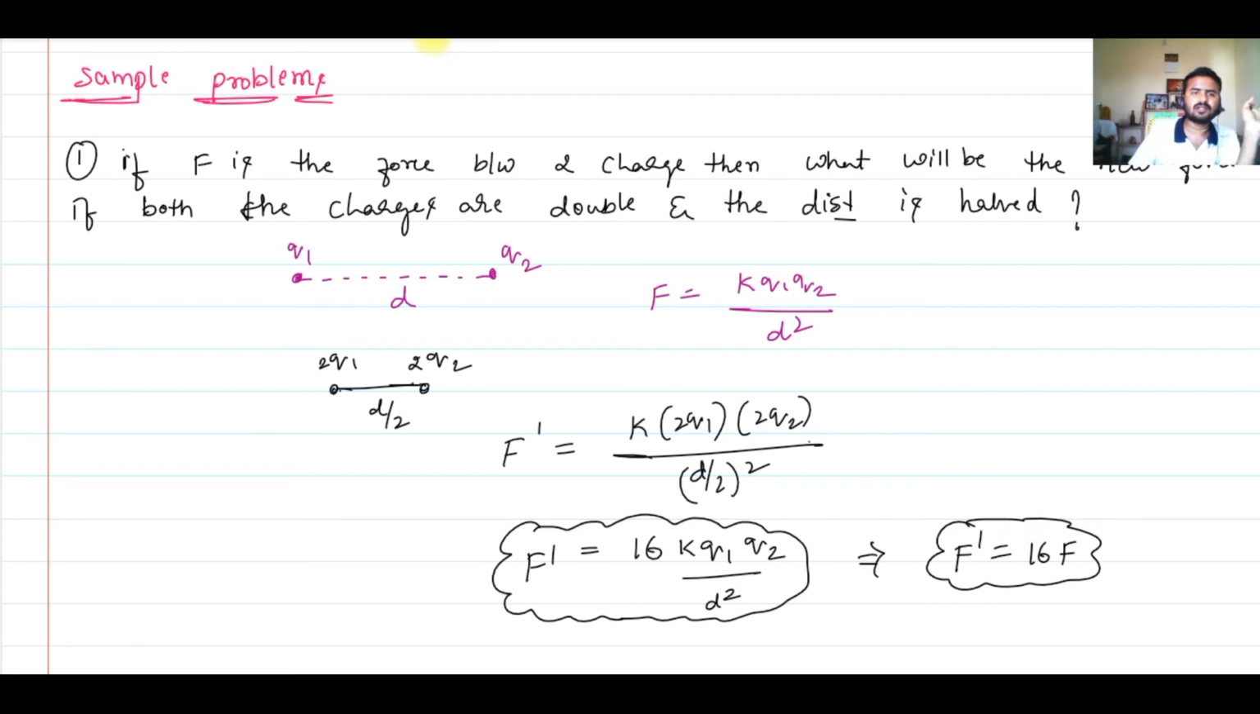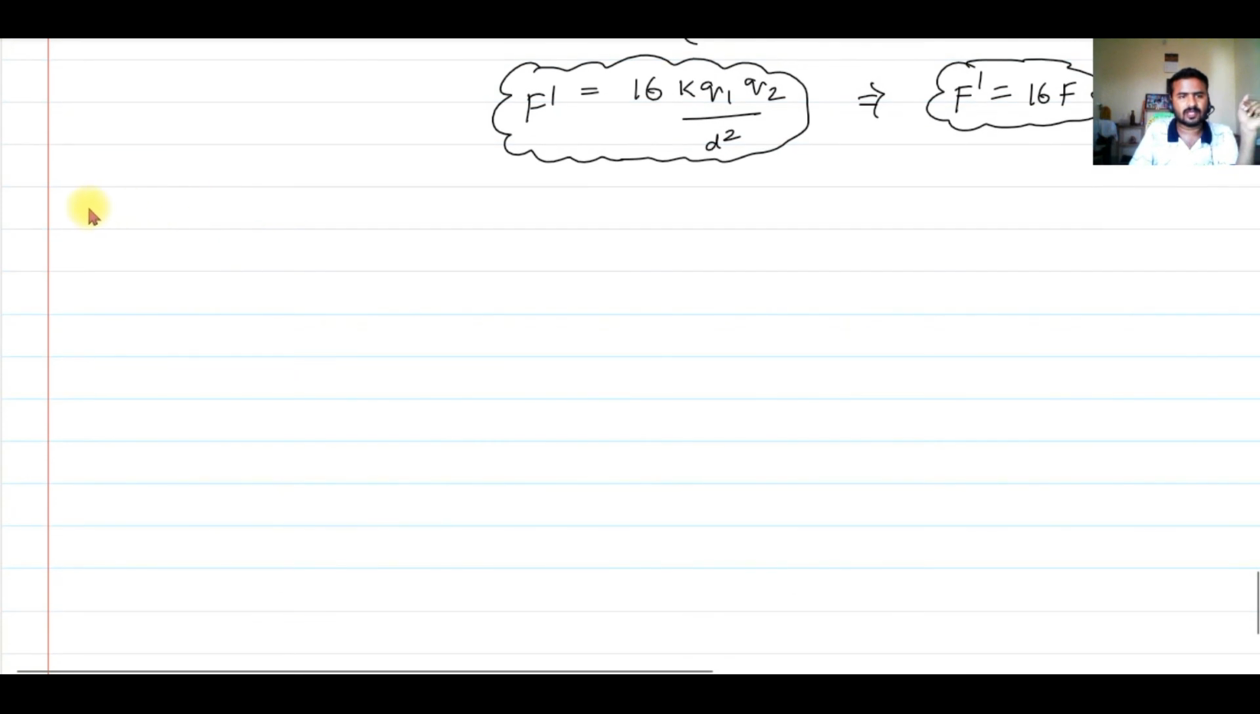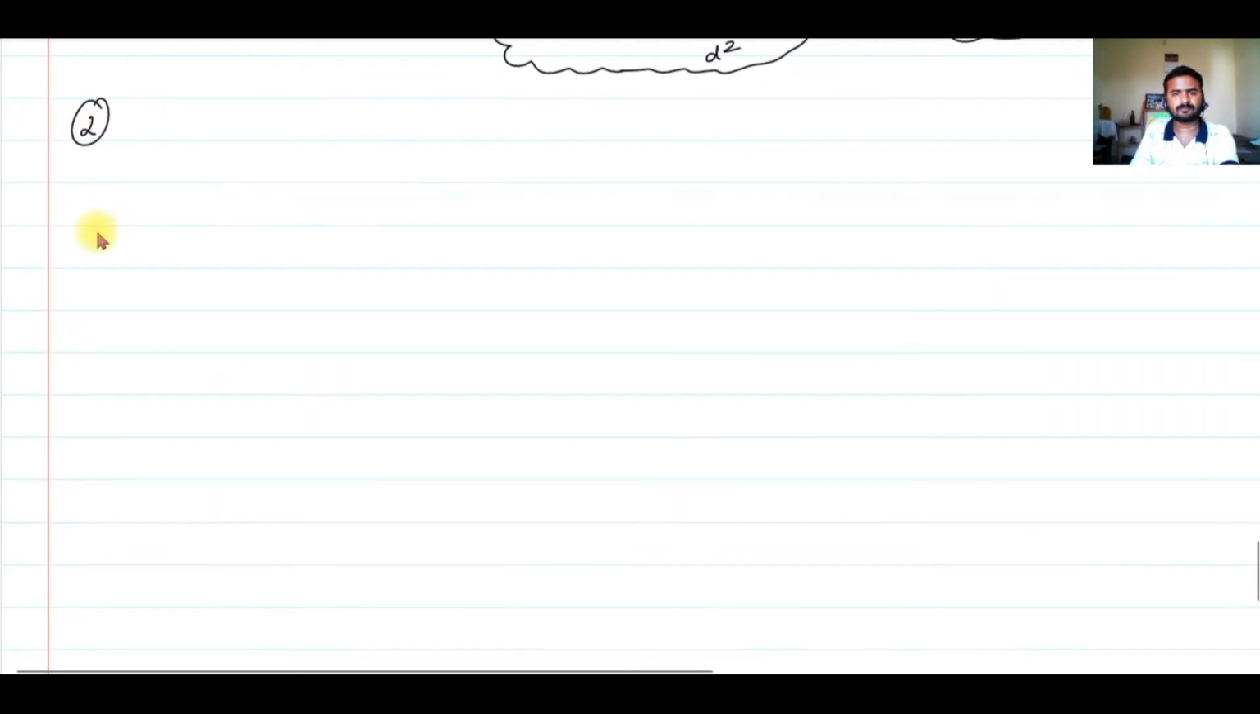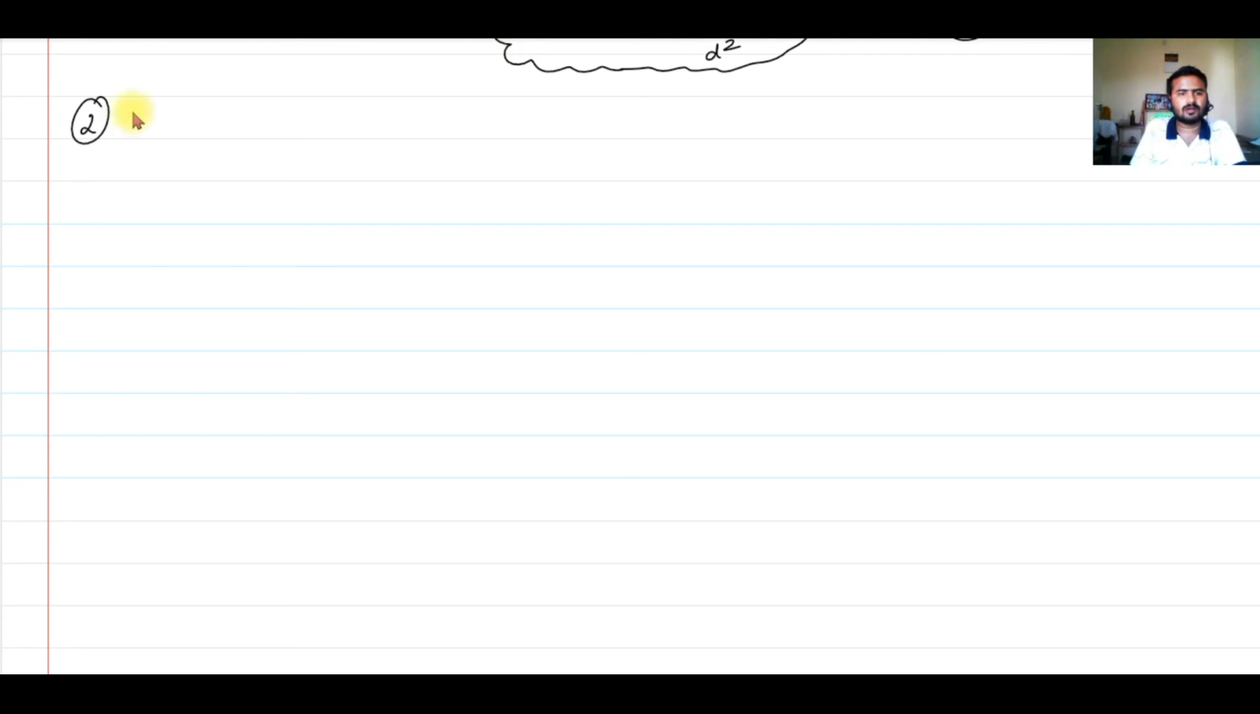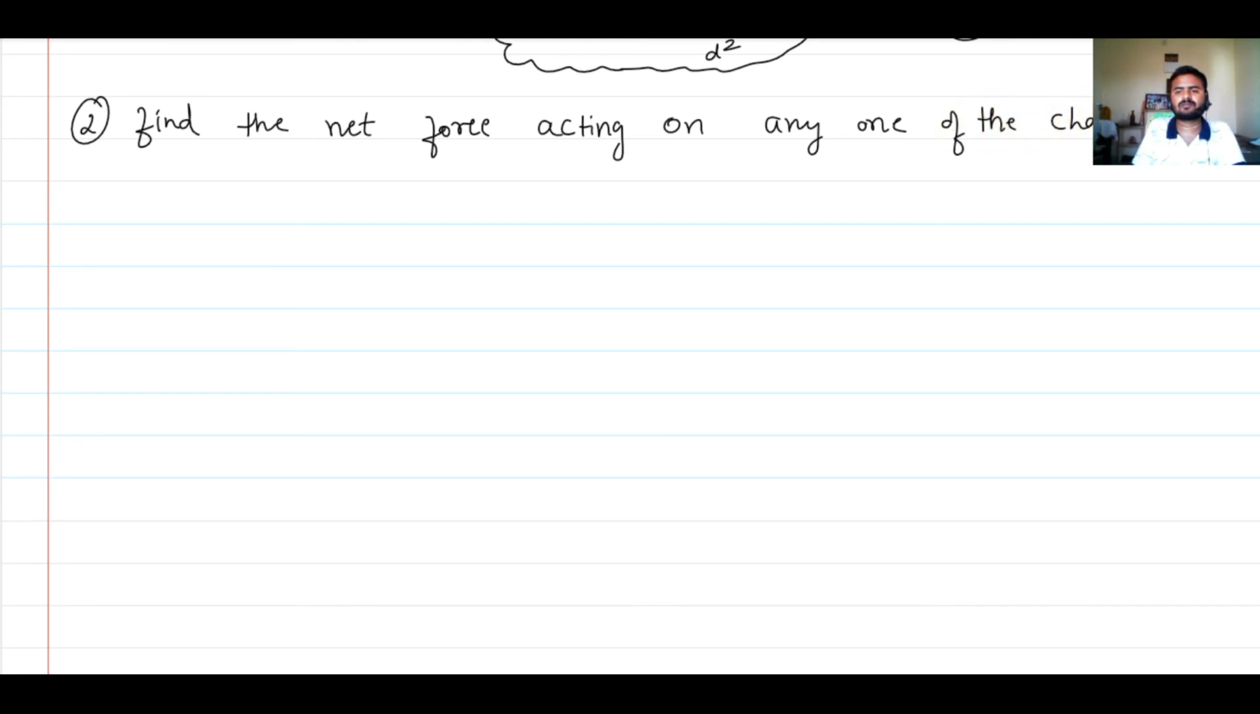Very simple. Now gradually we will increase the difficulty. The second problem can be something like this. Find the net force acting on any one of the charges from the below diagram.